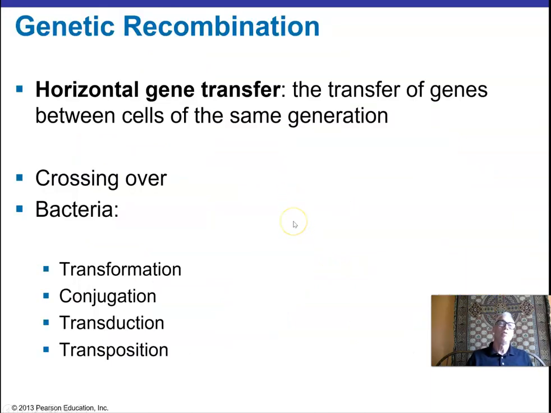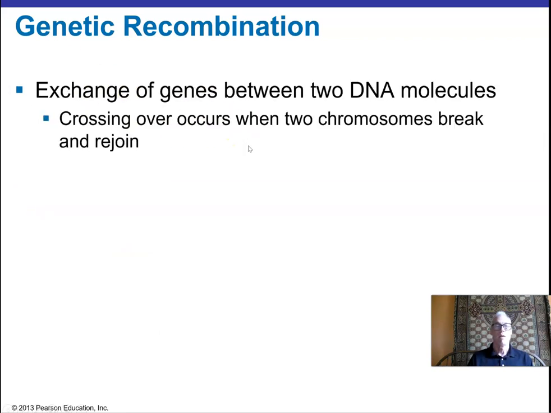Horizontal gene transfer means within the same generation, bacteria can swap genetic information by several mechanisms: transformation, conjugation, transduction, and transposition. So I want you to be able to, after you study this chapter, give a fairly detailed explanation of what we mean by transformation. How is genetic information being acquired by a cell that didn't have it before by transformation? How does a cell acquire genetic information by conjugation and so forth? So let's take a look.